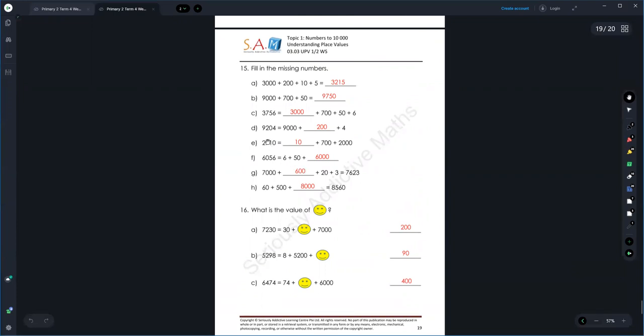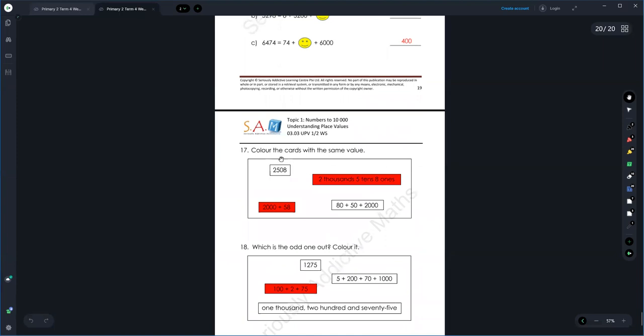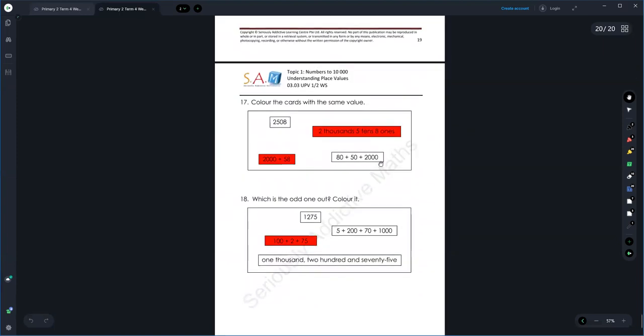Okay. Question 15, I think, would be interesting to do some with them as well, because this is done differently. 6,056, right? It starts with ones and then tens and then thousands. It went backwards. So some students might be confused, right? So it's good to go through this with them. And then after that, color the cards with the same value.